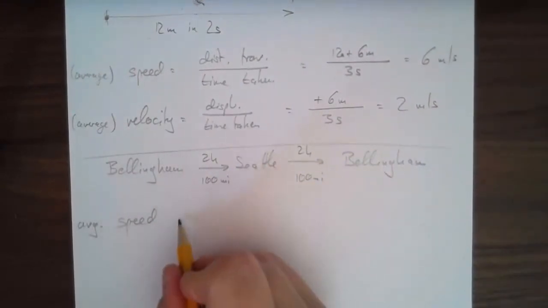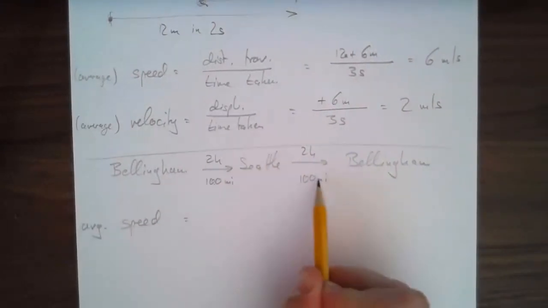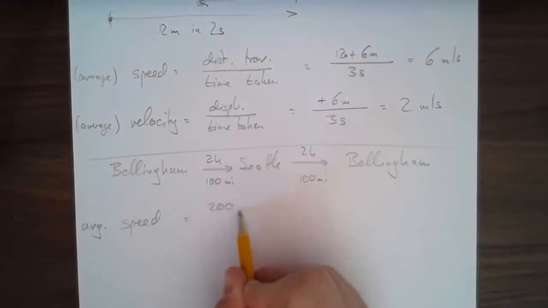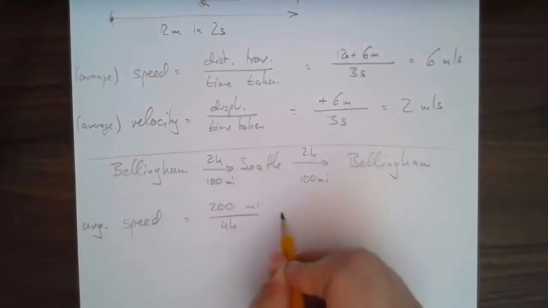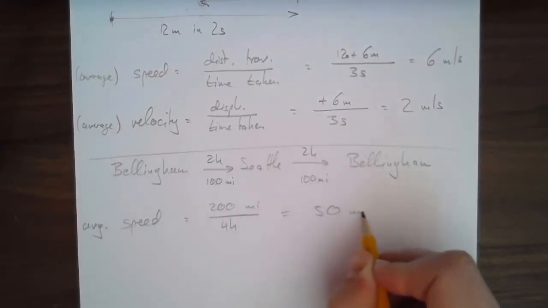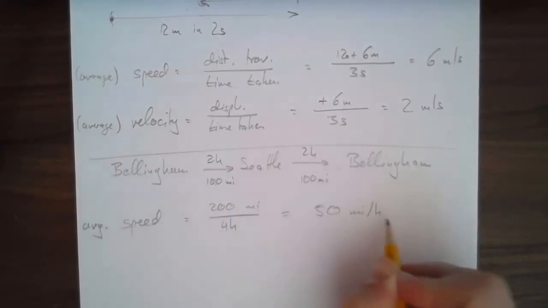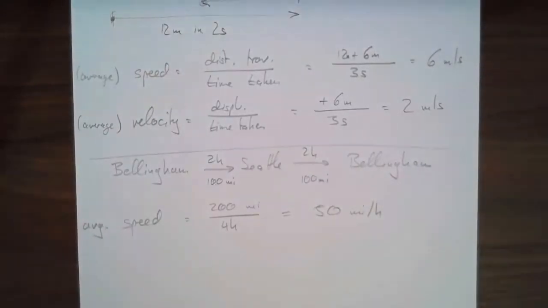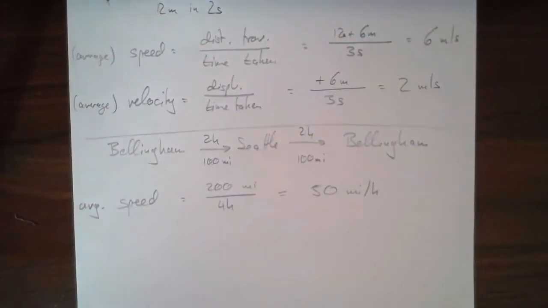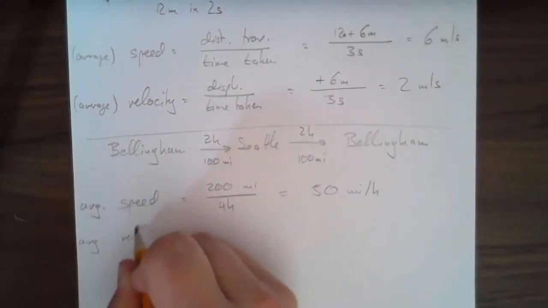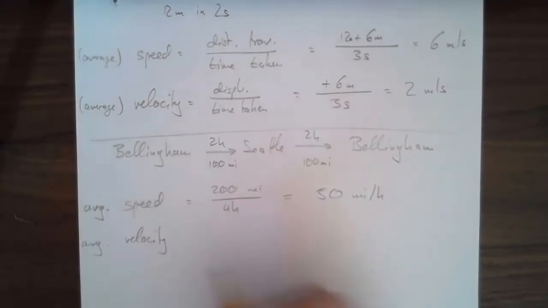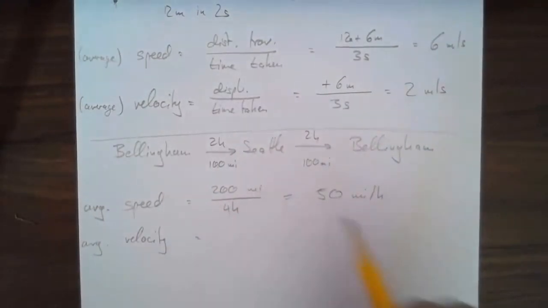This average speed, well, how far have I traveled? I've traveled 200 miles in 4 hours. So it's 50 miles per hour, or mph, or miles per hour. Doesn't matter how you write it. What is my average velocity?